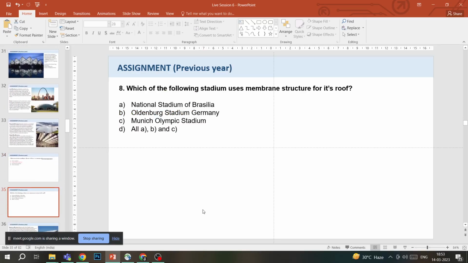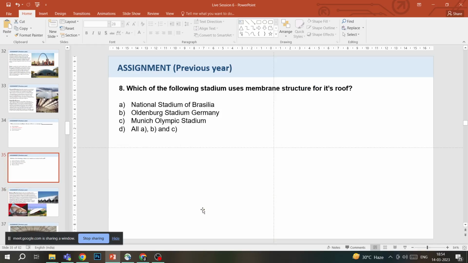Moving forward, question number 8. Which of the following stadiums uses a membrane structure for its roof? National Stadium of Brasilia, Oldenburg Stadium of Germany, Munich Olympic Stadium, or all 3 of them. So we will see how all these 3 structures look, and we will cover in short what a membrane structure is.